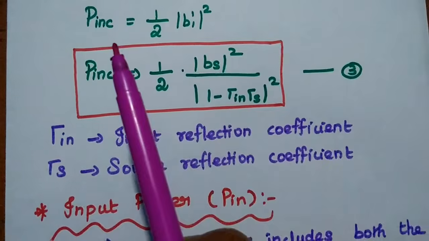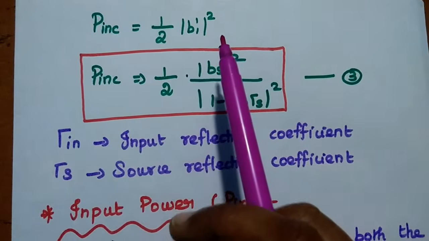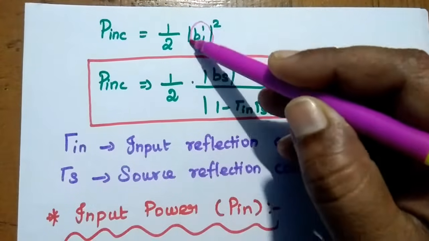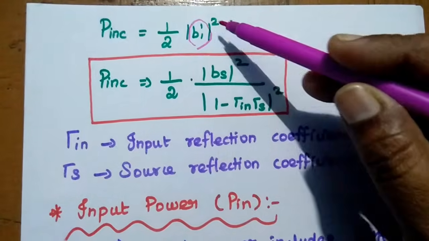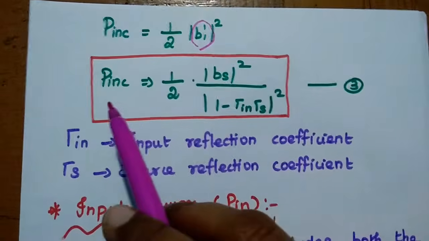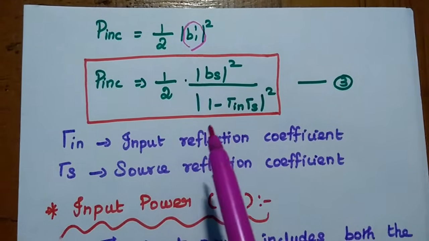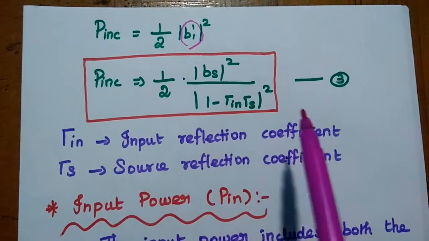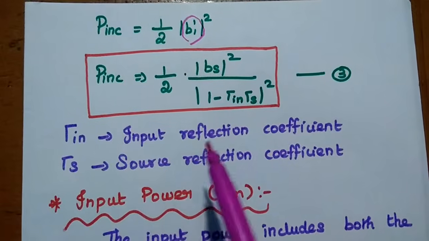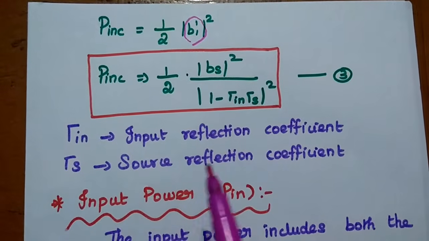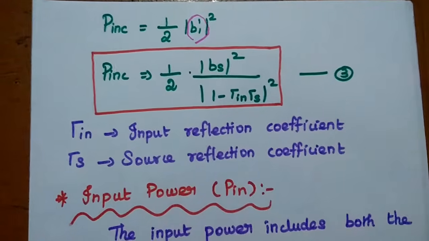So this is the first equation. Incident power is equal to 1 by 2 B1 dash the whole square. This B1 dash is replaced by Bs divided by 1 minus gamma in gamma s. That is a square term. So we can get finally incident power is equal to 1 by 2 into Bs square divided by 1 minus gamma in gamma s the whole square. So consider this as the third equation. Here gamma in is the input reflection coefficient. Gamma s is the source reflection coefficient. So this is the final answer for the incident power.